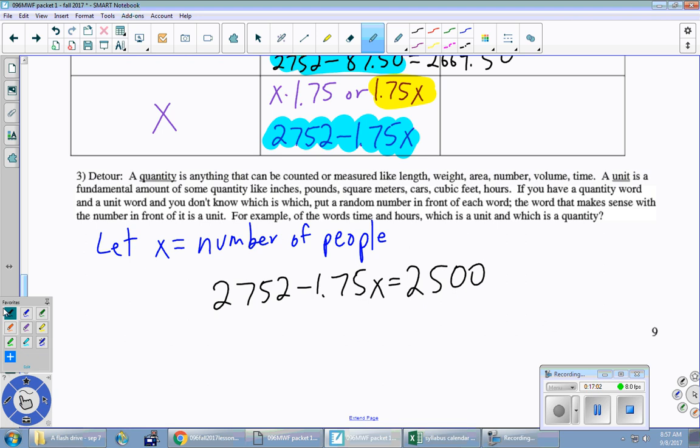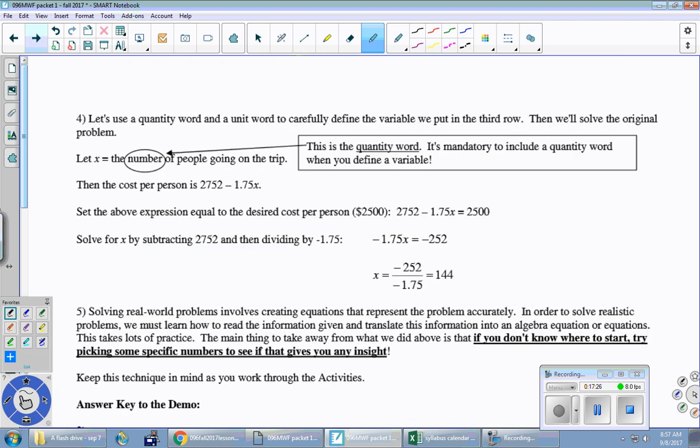And solving the equation is much easier than setting up the equation. In this case, maybe subtract the 2752 from both sides, and then you'll have to divide by that negative 1.75, and you're done. So you can solve this equation later if you're interested. It's not very interesting. The interesting thing for me was setting it up, was getting to that point. If you care, it's 144 people. It's on the next page.